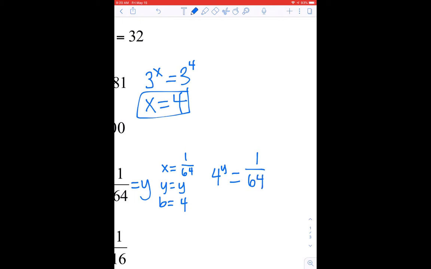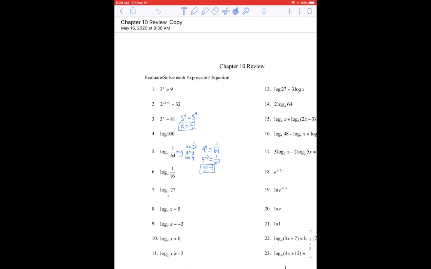And I know that 4 to the third power equals 64. So 4 to the negative third power is going to equal 1 over 64. So I know that my y should be negative 3. Okay, let me say that again. 4 to the third power would have been 64, but if you put a negative in it, 4 to the negative third gives you 1 over 64. So that is what I did.